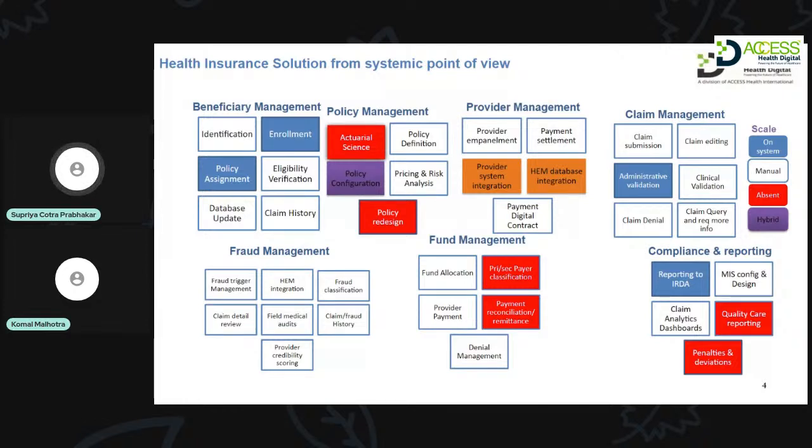So let's take a look at each of these processes and the various stages in the insurance processing. So, coming to the beneficiary management system, this is the first step where the identification of the beneficiary happens, which is also identifying the right population that suits a specific insurance plan or a program.